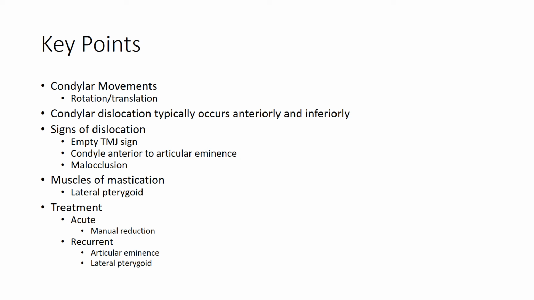And we learned how condylar dislocation typically occurs anteriorly and inferiorly in front of the articular eminence. We reviewed signs of dislocation. We reviewed the muscles of mastication, and we focused in a little bit on the actions of the lateral pterygoid muscle, as that is thought to contribute to dislocation. And we reviewed the treatment of both acute and recurrent condylar dislocations.